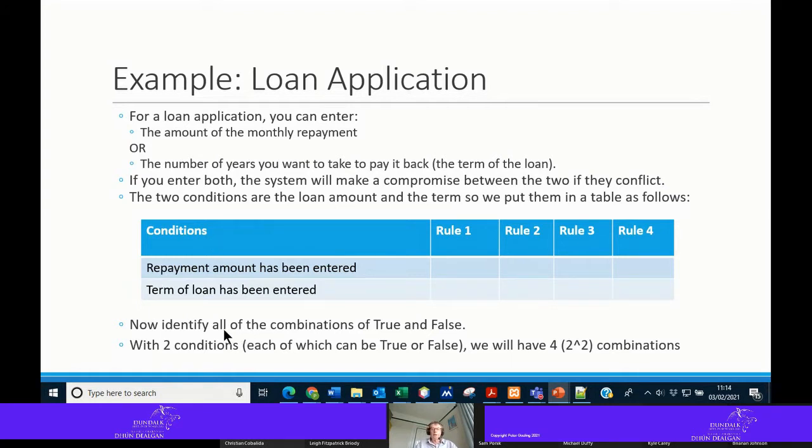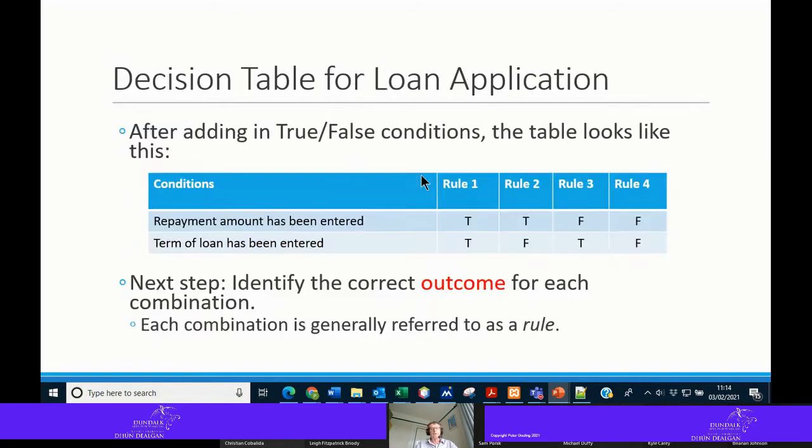So we identify all the combinations of true and false. With two conditions, each of which can be true or false, we'll have 4 combinations. Because we've got 2 inputs, it's 2 to the power of 2, so 4 possible combinations: true-true, true-false, false-true, false-false, or whatever way you want to work them out. We work like that with T and F. The next step is to identify the correct outcome for each combination. Each combination is generally referred to as a rule.